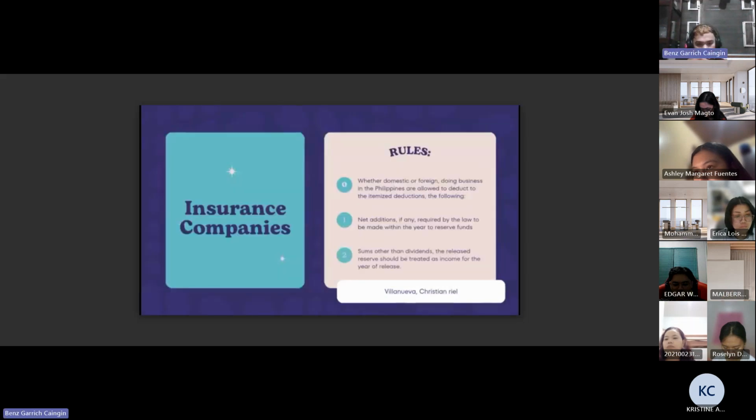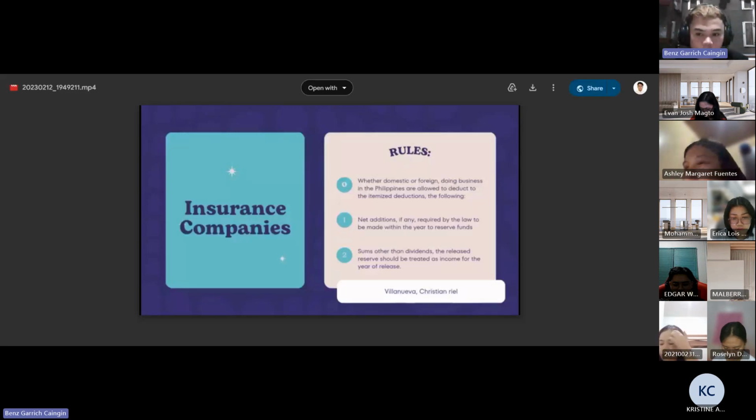Insurance companies. Insurance companies, whether domestic or foreign, doing business in the Philippines are allowed to deduct, in addition to the itemized deductions under Section 34 of the tax code, the following: 1. Net additions, if any, required by law to be made within the year to reserve funds, and sums other than dividends paid within the year on policy and annuity contracts. The released reserve shall be treated as income for the year of release.